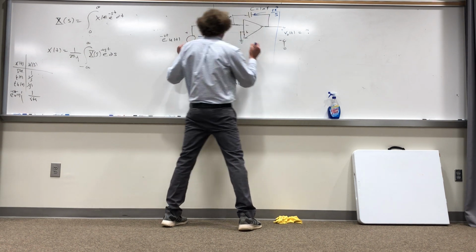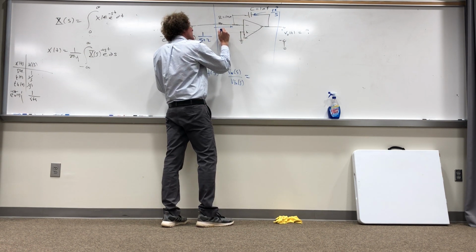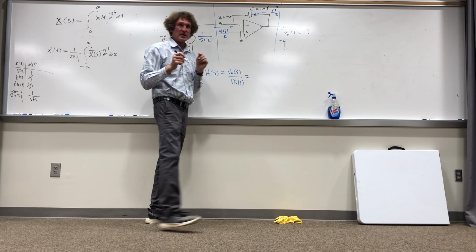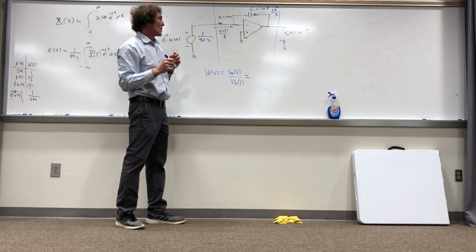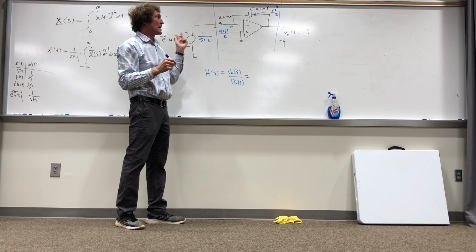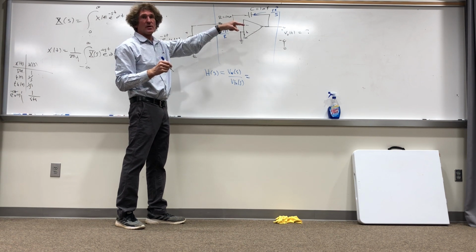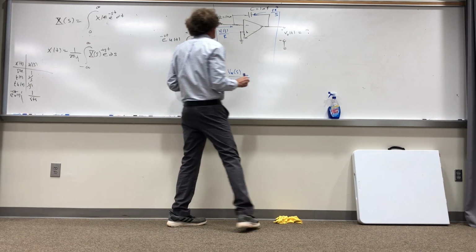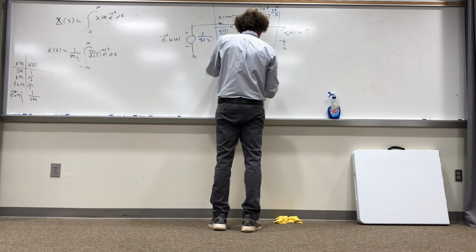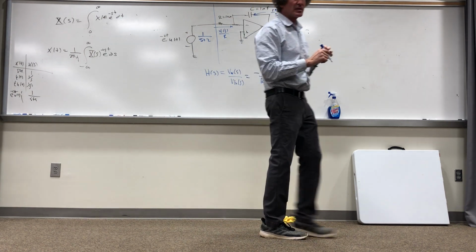Well, we know that the current here would be the input, V in of S, divided by R, correct? That current goes into that impedance, which is what? 10 to the third over S, correct? And with the output going through the inverting terminal, we know it'll be a negative sign. So when I take a look at this, it's going to be equal to minus 1 over RCS. Does everybody understand that?